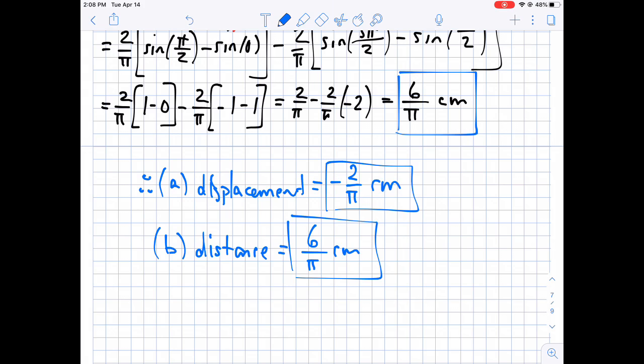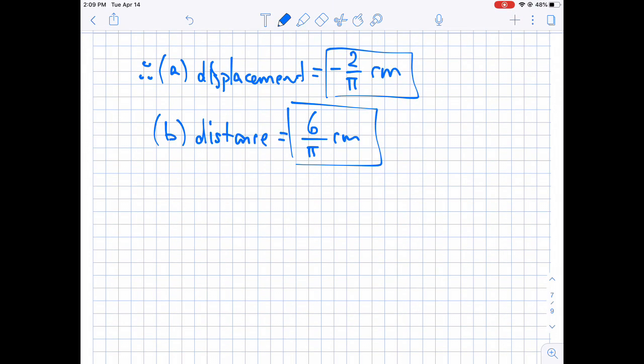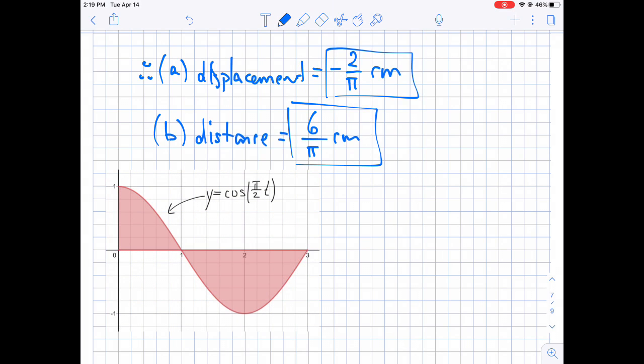Now, one thing is that this should come as no surprise. The distance is always going to be a positive value, even if the displacement was negative. The second thing is, what have we actually calculated for both of these? So let's just take a look at the graph involved for cos of pi over 2t. This is our graph from 0 to 3, and we essentially did the definite integral. We looked at the area underneath the curve, which is these two regions there, and we ended up getting a negative value. Well, yes, that makes sense because this region below the x-axis is essentially twice as large as this region above the x-axis, so we ended up with an overall displacement of negative 2 over pi centimeters.